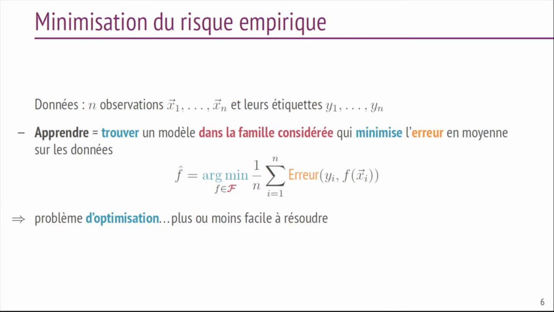So typically you can have simple sets of functions, for instance linear functions, and in this case you'll have an optimization problem that's easy to solve, but you'll only be able to learn linear functions, so they might not be very good at solving your problem. Conversely, you can try to learn much more complex functions, but this will typically make your optimization problem harder.